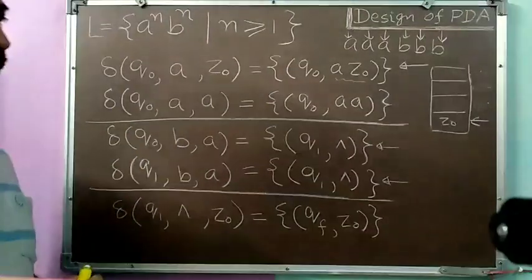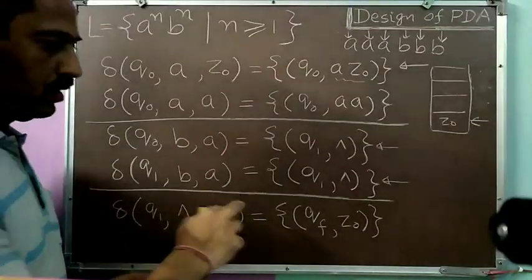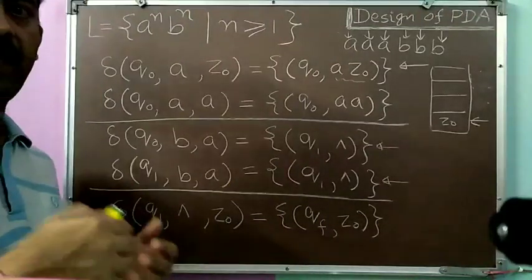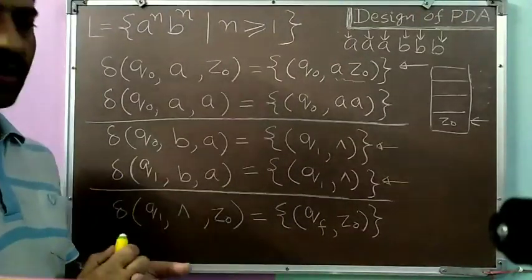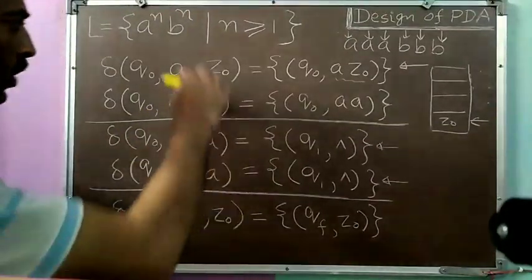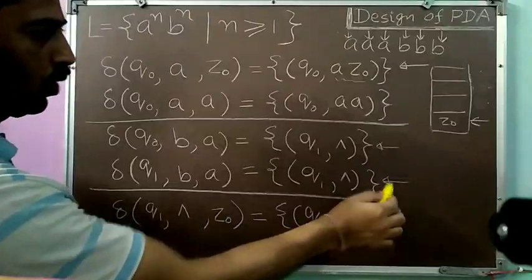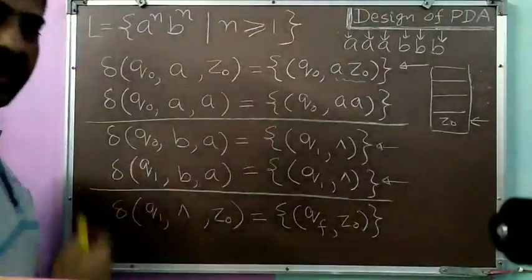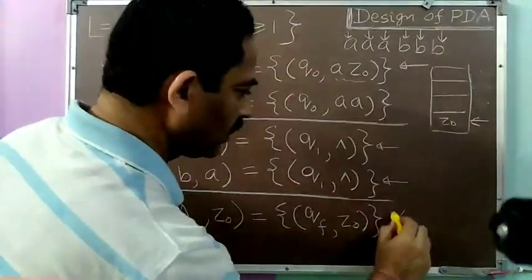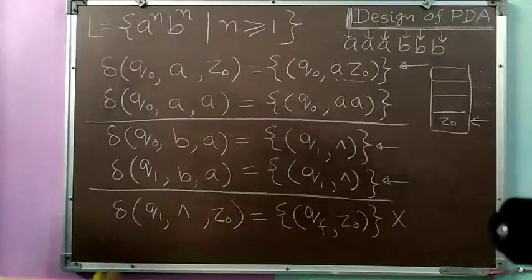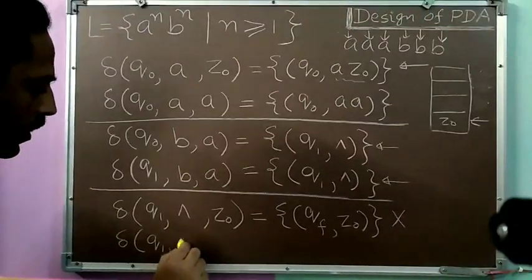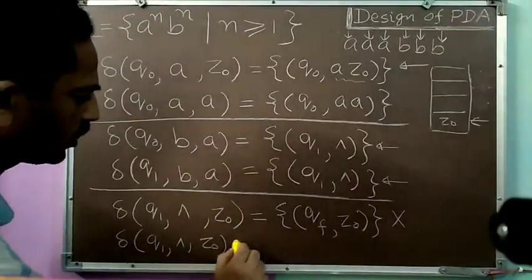Now one more thing is there. I can find success not only by the final states, I can find success through the empty store as well. If I have to do that, what should I do? Up till this point, it will be the same. My transitions will be the same. Only rather than this, I will write another transition, that is delta Q1 null Z0. So this will be the situation.